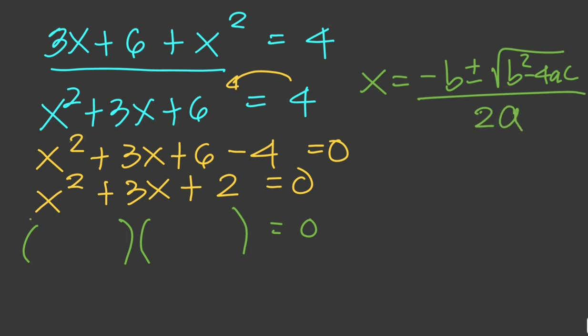Now let's try factoring this quadratic equation, x squared plus 3x plus 2. So we'll look for factors of 2 that when we multiply them would equal positive 2, and when we add them up would equal positive 3. So we only have 1 and 2.